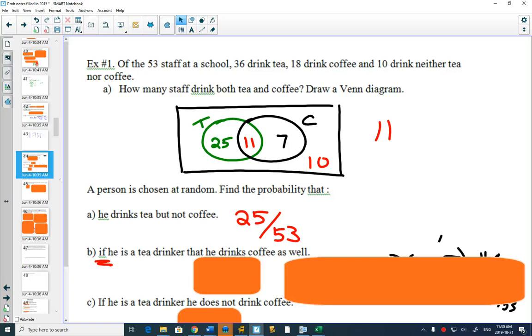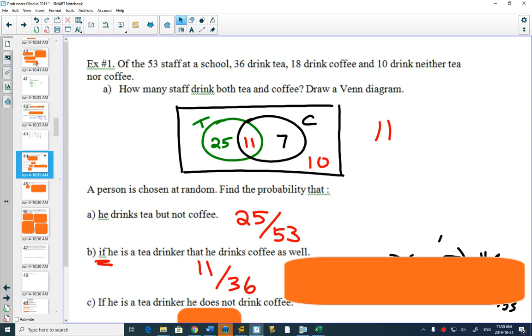Why is this not 11 out of 53? As soon as they tell us it's a tea drinker, how many people are we thinking about? We're just thinking about the 36. How many drink coffee out of those 36? 11. So we can find the answer directly without the use of our formula.